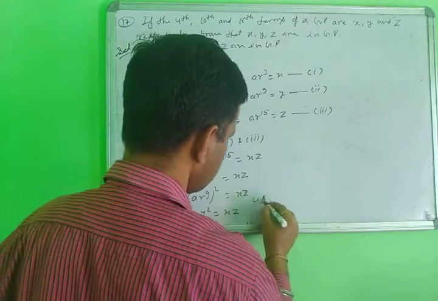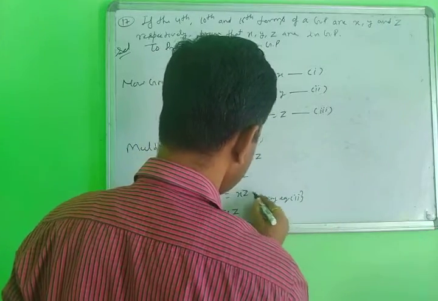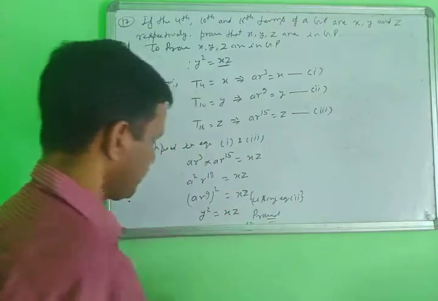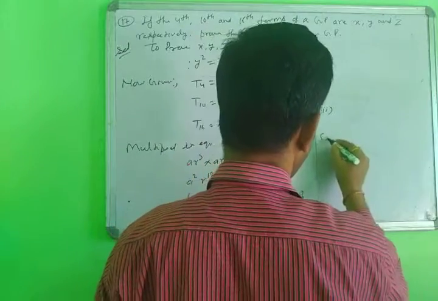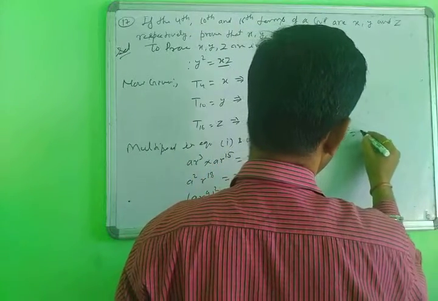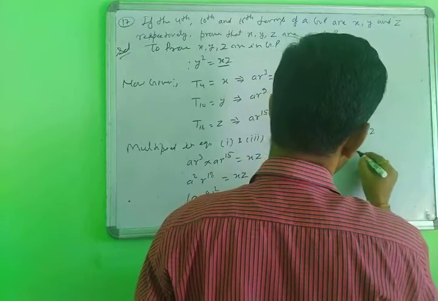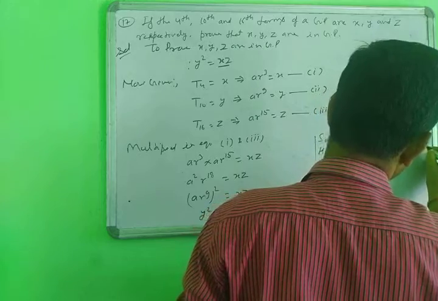Using equation second. Proved. So Y square equals XZ, hence X, Y, Z are in GP.